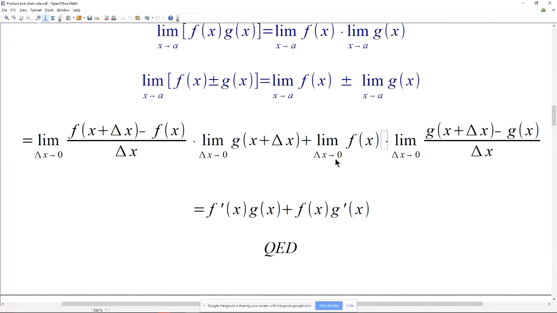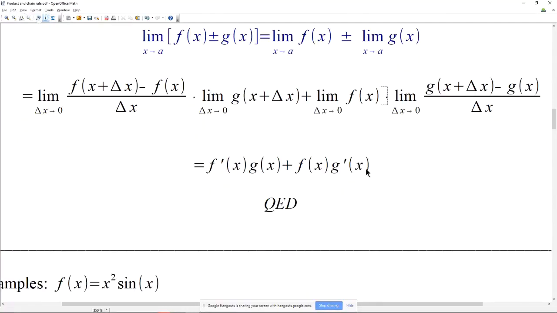Because, think about it, it's not x goes to zero, it's delta x goes to zero. Delta x is not even in the argument here. It has nothing to do with it. So it's just f of x that leaves me. And here, this is the same thing as before, only using g as a function rather than f. So this is the derivative of g of x, by definition.